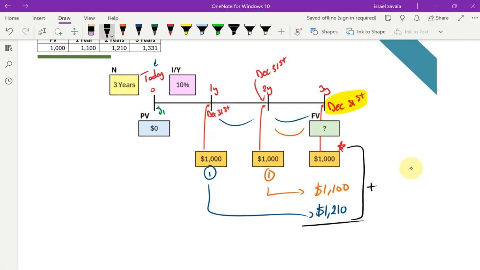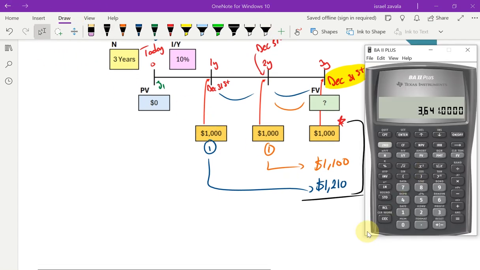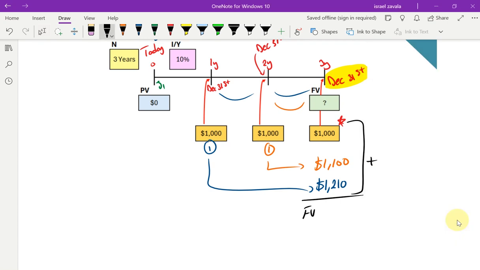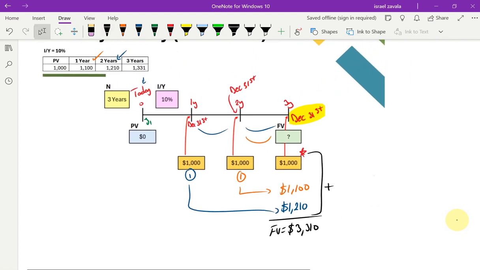So let's just put that into our calculator really quick. We have our $1,000 here for the last payment plus 1,100 plus 1,210. So we have a future value of 3,310. Future value 3,310. Now, if we use our time value of money, we should get exactly the same answer.